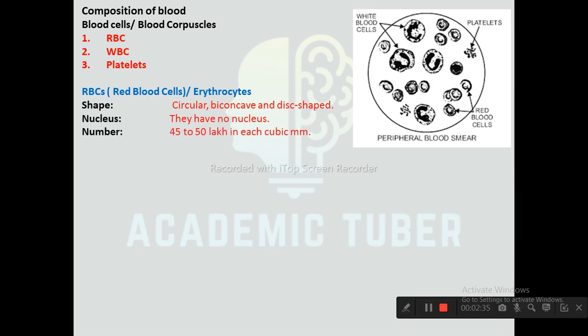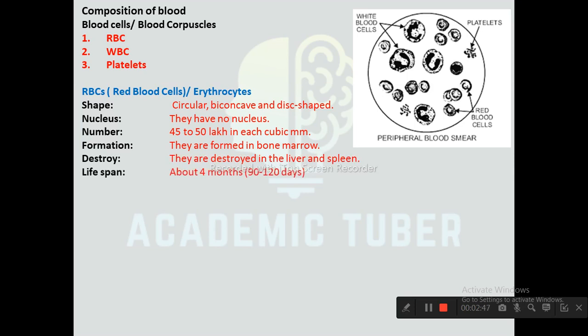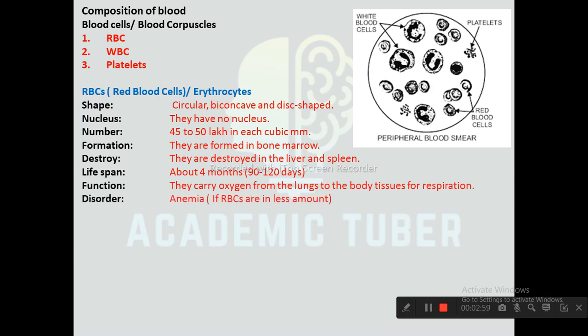The number of RBC ranges from 45 to 50 lakh in each cubic millimeter. They are formed in the bone marrow, and they are destroyed in the liver and spleen. Lifespan of RBC is about 4 months, that is 90 to 120 days. And the function of RBC is to carry oxygen from lungs to the body tissue for respiration.